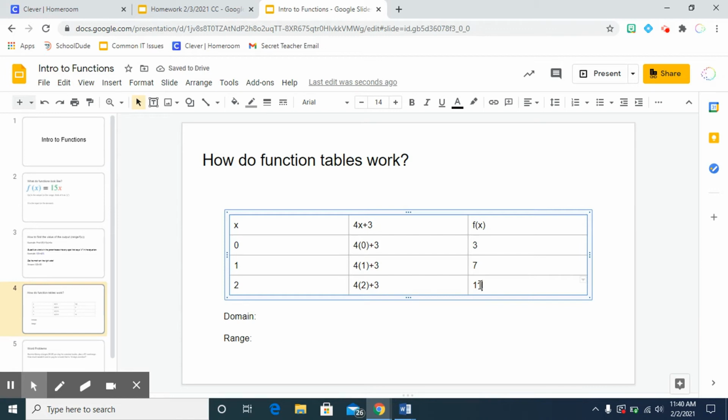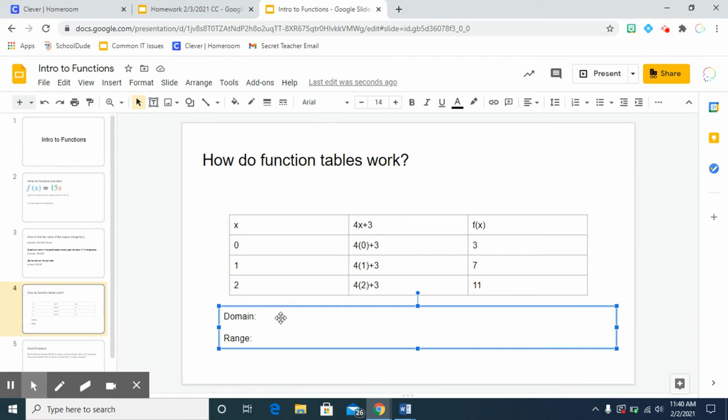So finally, you're going to be asked to identify the domain and the range. And simply put, your domain is just going to be taking all of your x values that you found and putting them into some parentheses. You put them in order from least to greatest. So we're going to have 0, 1, and 2. And finally, you have your range. And your range is your f of x, or you can think of it as your y, once again, written from least to greatest. So 3, 7, 11.